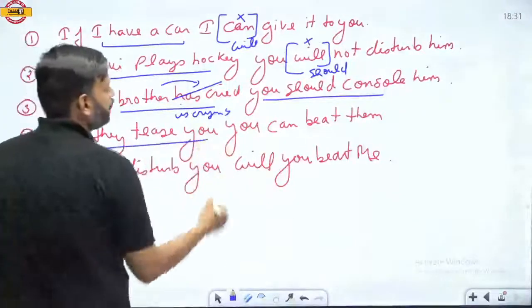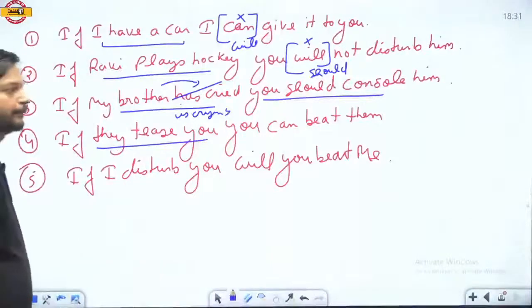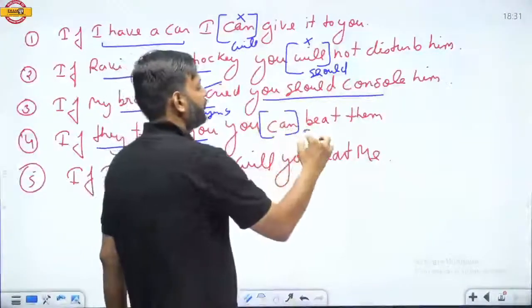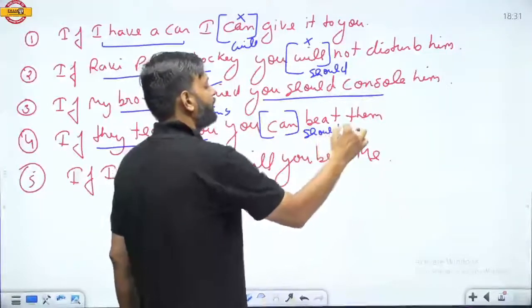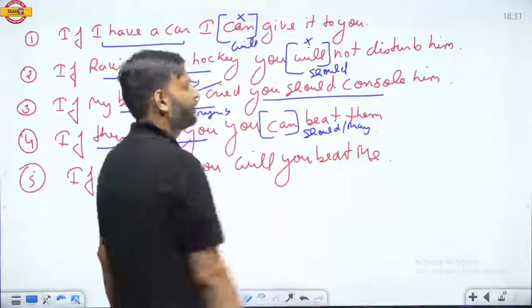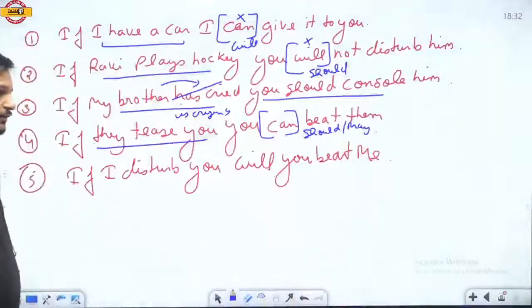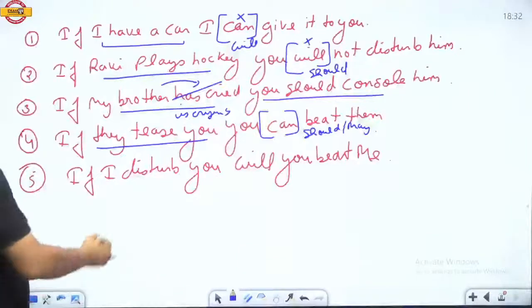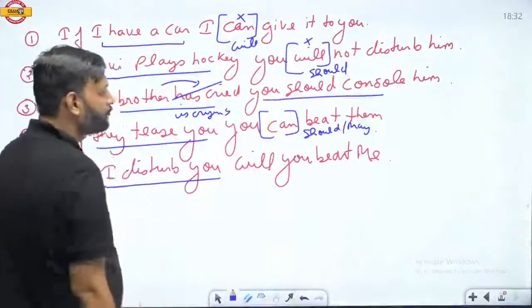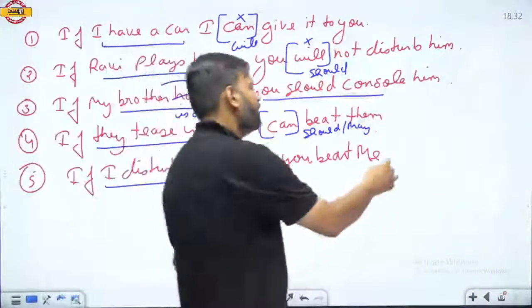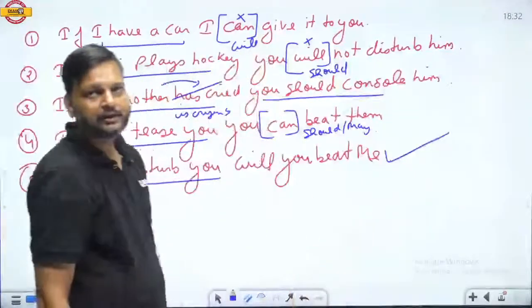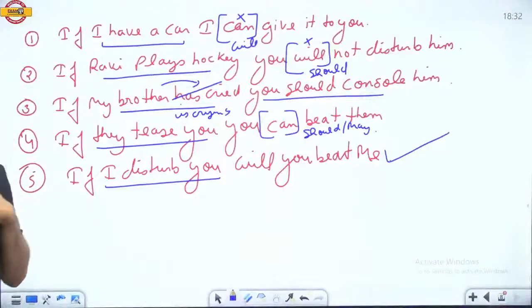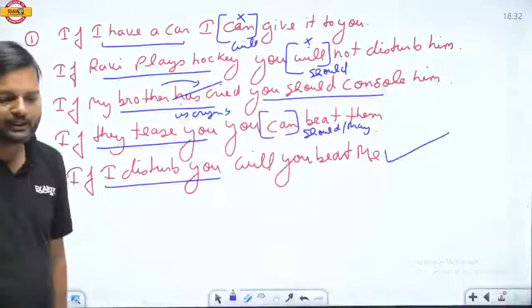Next, if they tease you, you can beat them. Here, in place of can, should or may are correct. And in the fifth sentence, if I tease you, will you beat me? This sentence is absolutely correct. This is the question: what will you do if I tease you? Will you beat me? This sentence is absolutely correct.